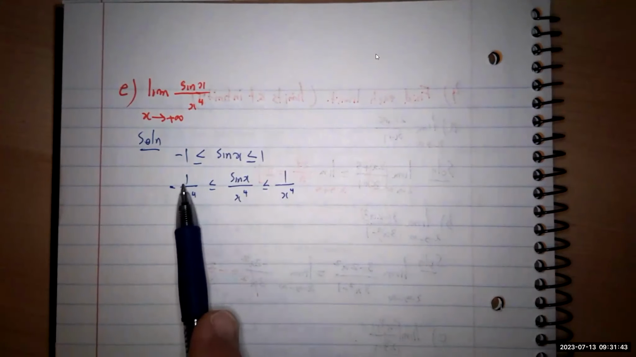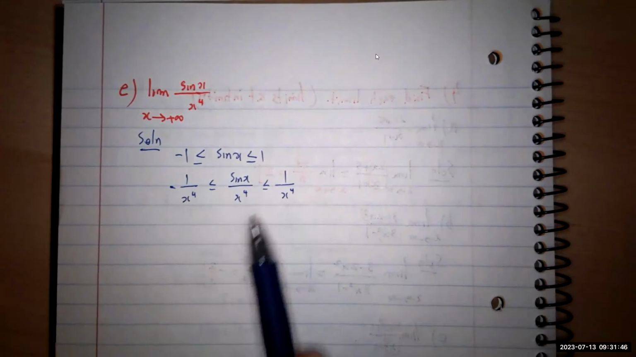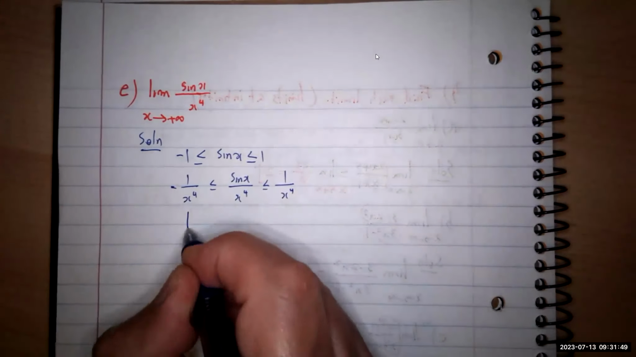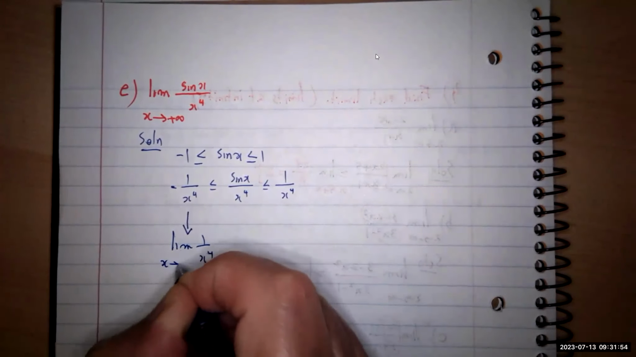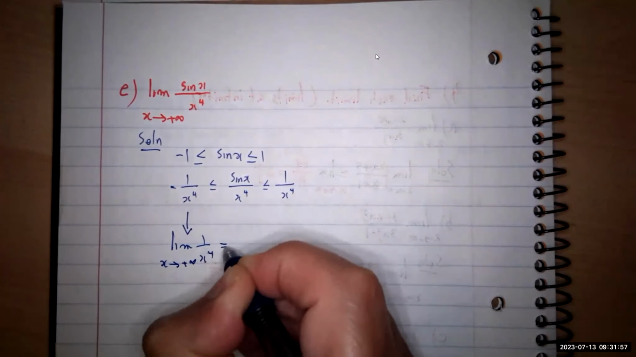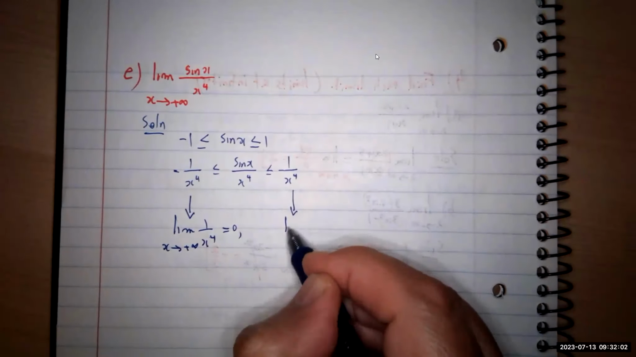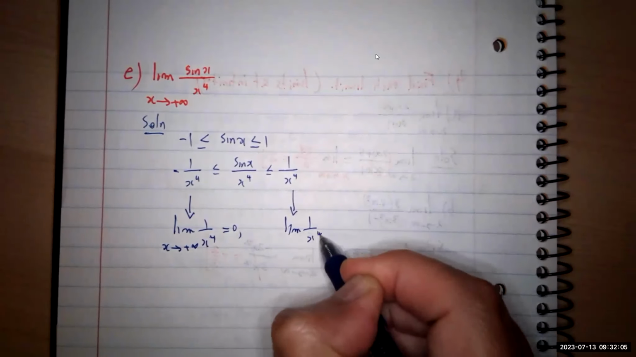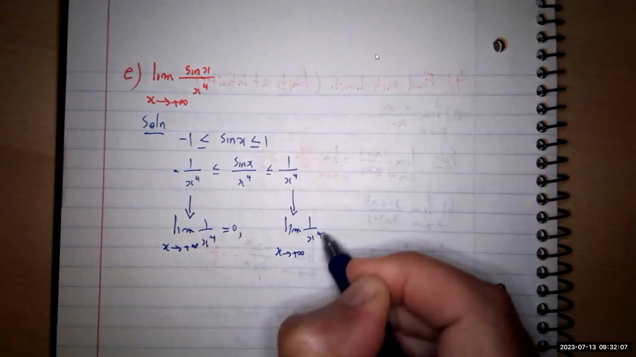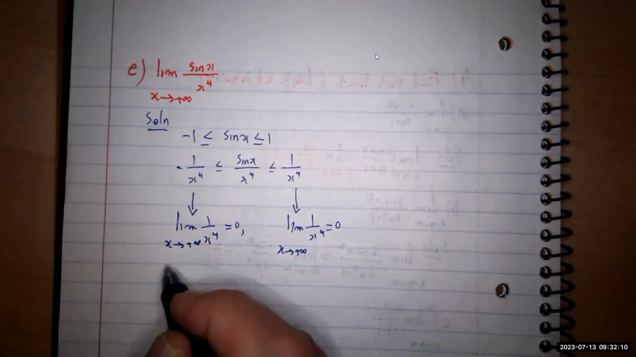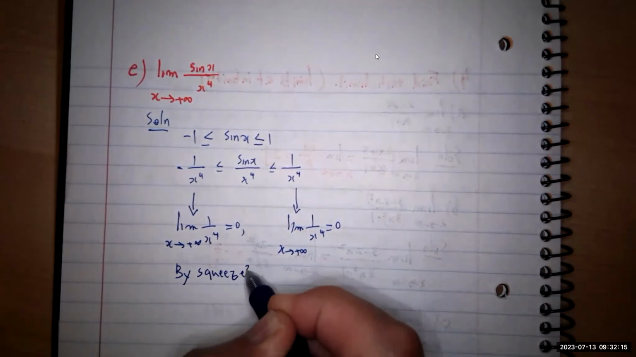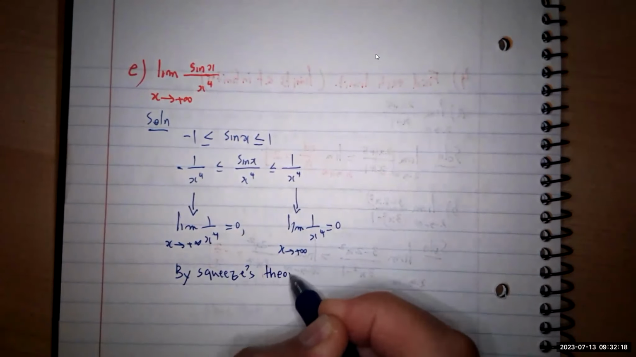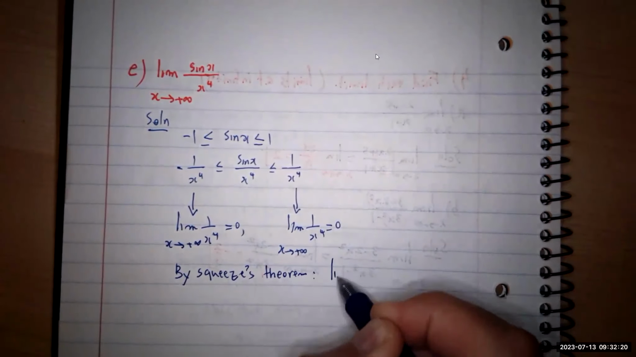So take the limit of the function on the right and on the left as x goes to infinity. Both of them are easy problems. The limit of 1 over x to the 4th as x goes to positive infinity is 0 because the denominator is huge. The limit of minus 1 over x to the 4th as x goes to positive infinity is 0 too. So by the squeeze theorem, this limit is 0 all the time.